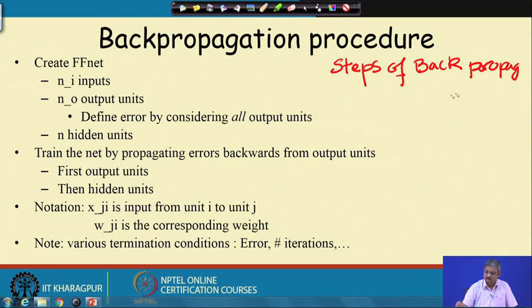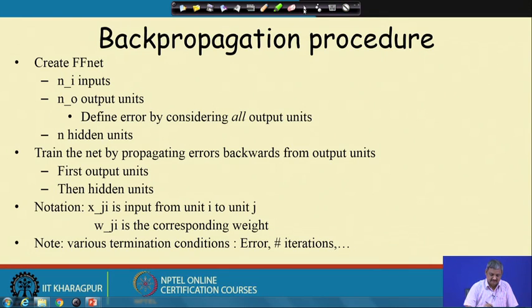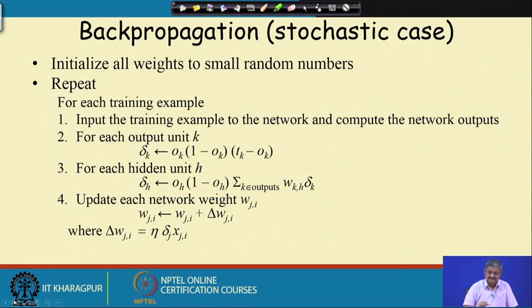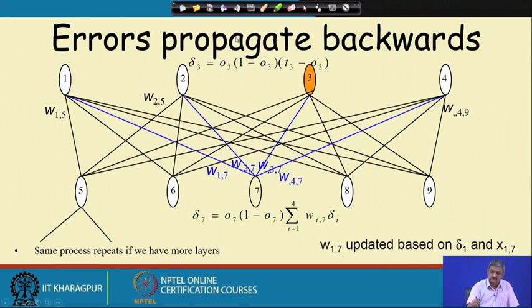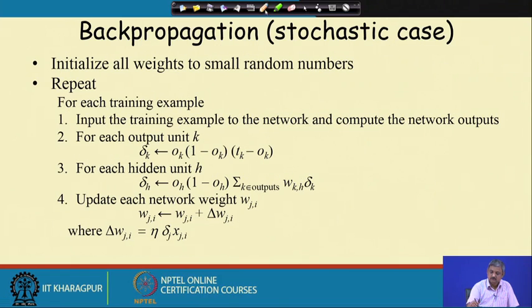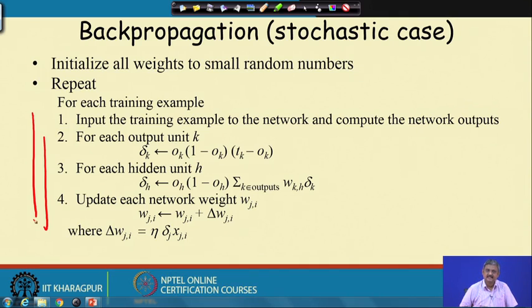Propagation. Okay. So, this is the thing. If you look at the steps, whatever I discussed, I have written it down as a single step by step thing.